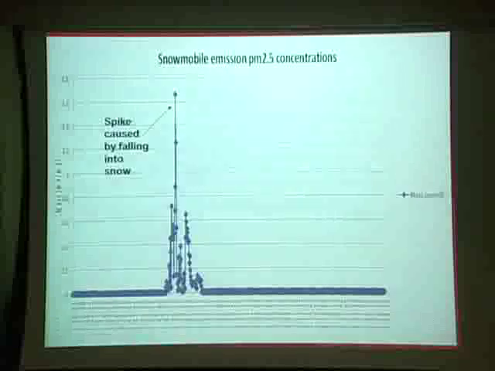Here's our graph, and you can see where I turned on the snow machine there, it immediately spiked up, and then it fell in the snow and caused a huge spike. And then once we turned it off, it went back down. Thank you. Any questions?